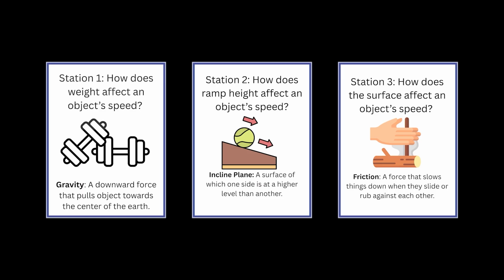Station 1. How does weight affect an object's speed? Gravity, a downward force that pulls objects towards the center of the Earth. Station 2. How does ramp height affect an object's speed? Inclined plane, a surface of which one side is at a higher level than another. Station 3. How does the surface affect an object's speed? Friction, a force that slows things down when they slide or rub against each other.